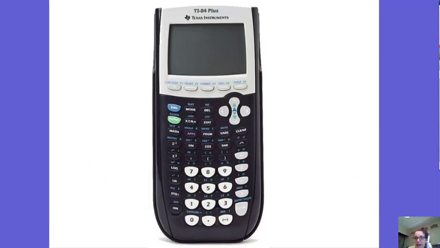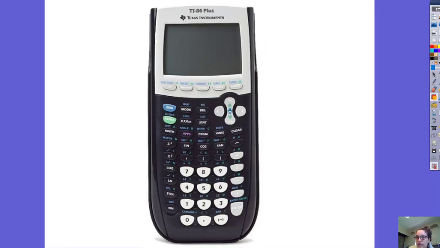So you might be thinking, where am I going to access my inverse trig functions? If you look at sine, cosine, and tangent, right above them on the calculator, there's sine inverse, cosine inverse, and tangent inverse. So you're going to press the second button and then one of your 3 trig buttons to access the inverse trig function of your calculator.